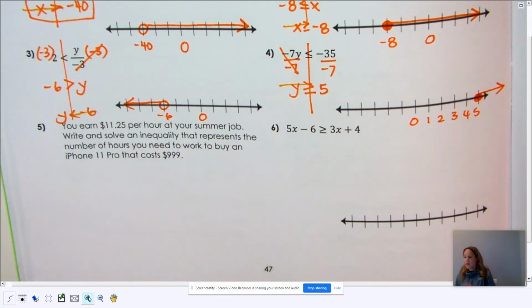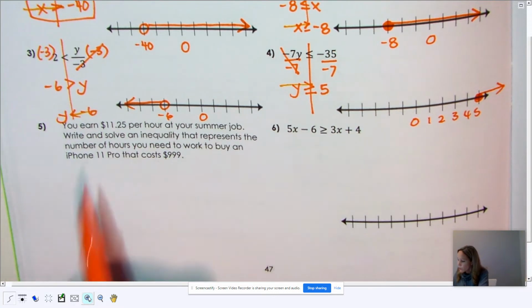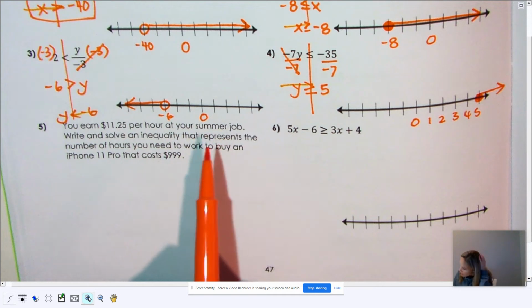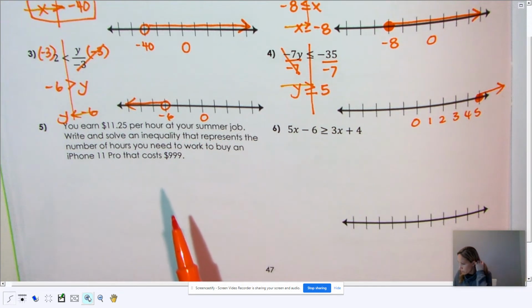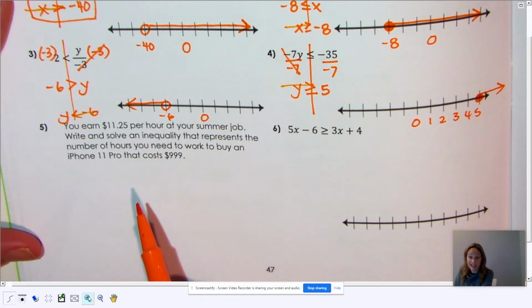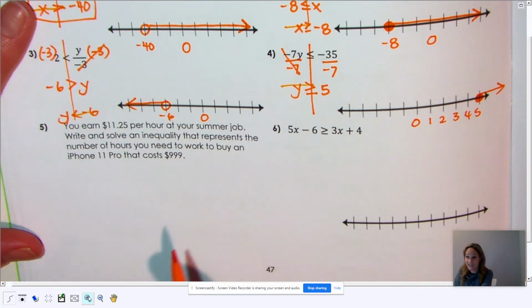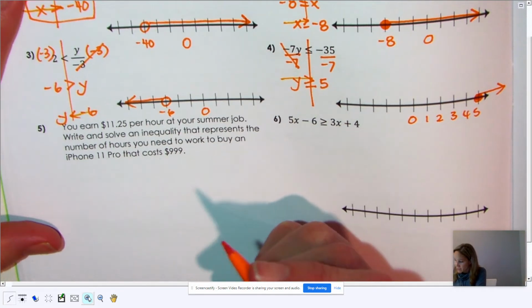All right, so let's write an inequality. So this says you earn $11.25 per hour at your summer job. Write and solve an inequality that represents the number of hours you need to work to buy an iPhone 11 Pro that costs $999. Whoa, that's a lot of money for a phone. Great googly moogly. That's going to take a lot of time.